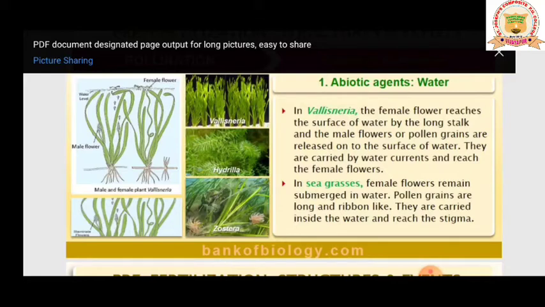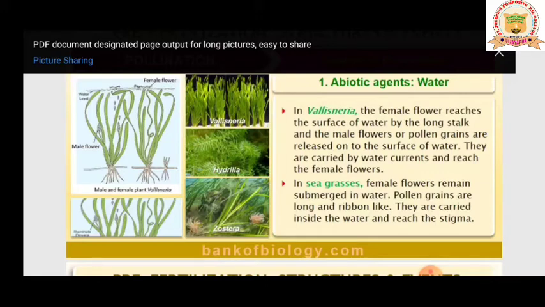In this way, Vallisneria can perform pollination by water. Coming to the seagrass, the female flower remains submerged in water. The female flower will not come out as in the case of Vallisneria. In Vallisneria, the female flower was coming out of the water surface with a long stalk, and it comes out of the water.